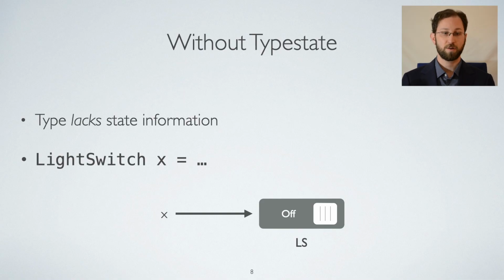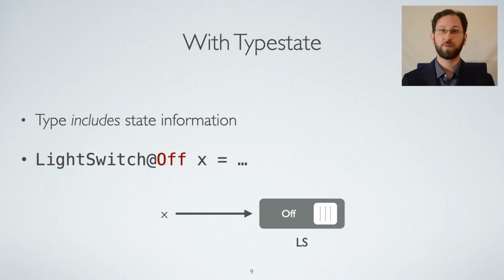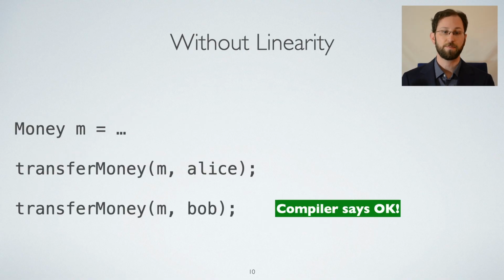So without Typestate, in the context of, say, Java, for example, the type doesn't have any state information. So here we have this light switch object x, and the reference x can point to a light switch in any state. We don't know statically which state the object is in. On the other hand, by adding state to our types, we can specify that x is specifically a reference to an object that is known statically to be in an off state.